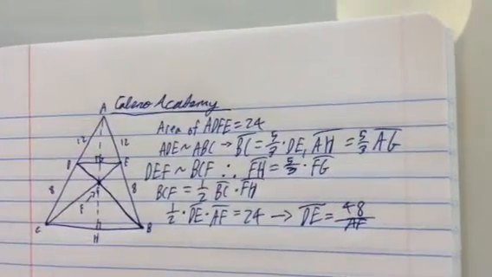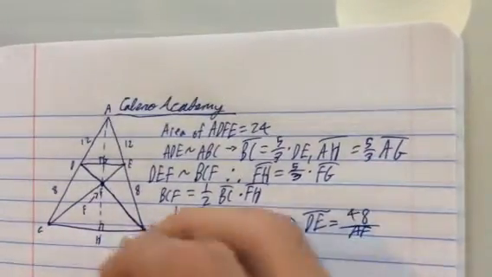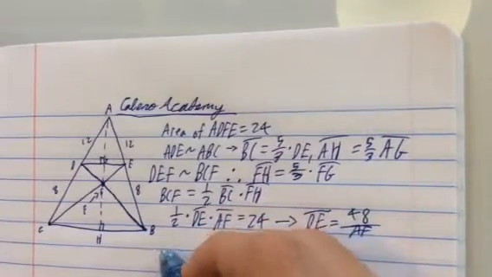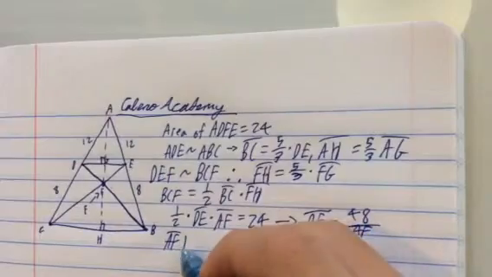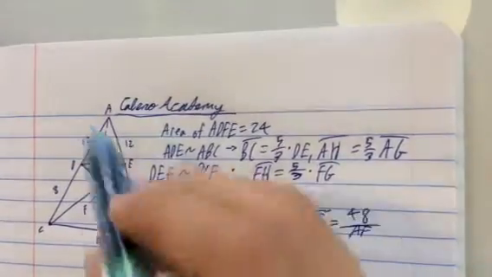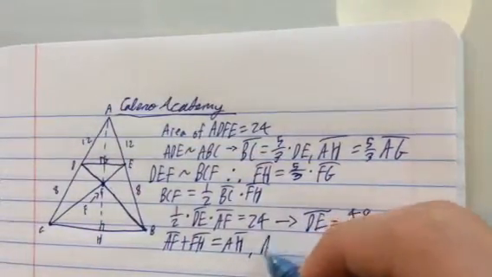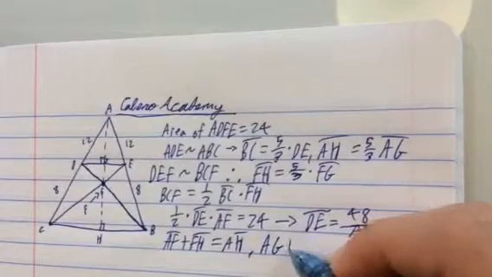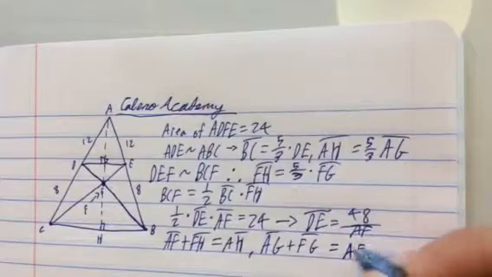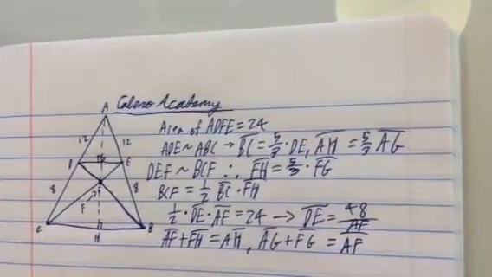Okay, so now what we're going to do now is first let's just get two more equations, not ratios. First, let's note that AF plus FH is equal to AH from just the height over here. And also that AG plus FG will equal AF. Both of these, although seemingly very simple, will be of big use to us later.